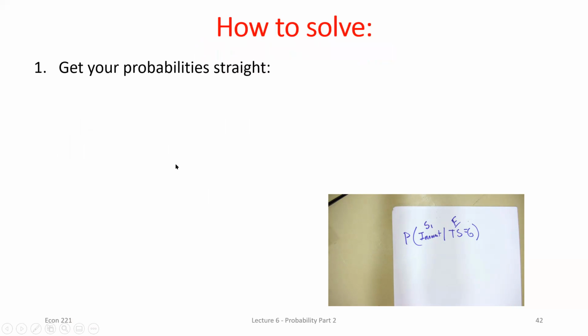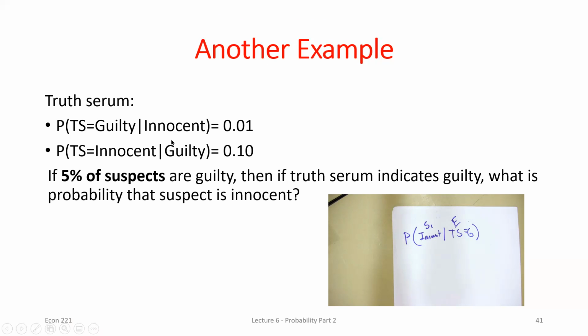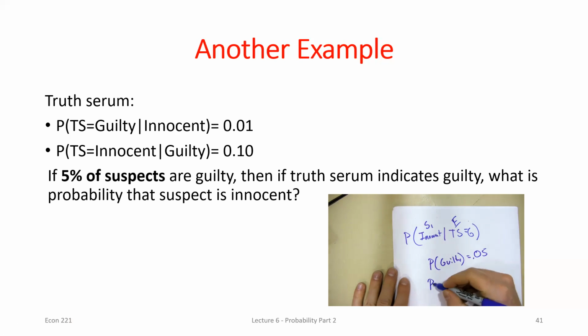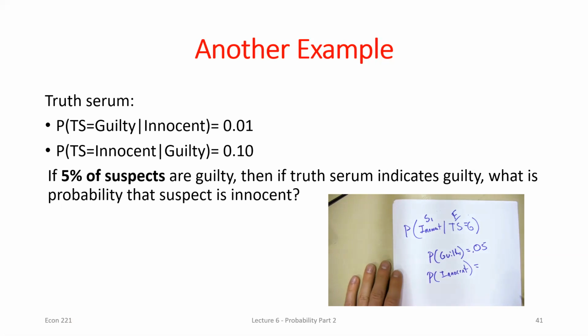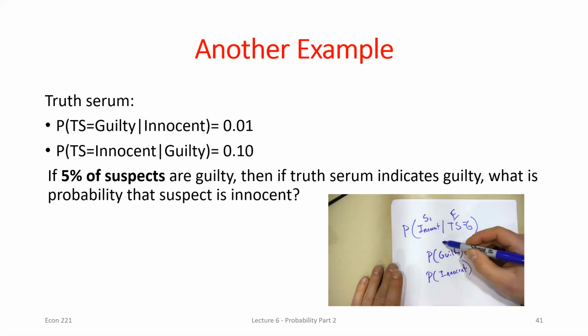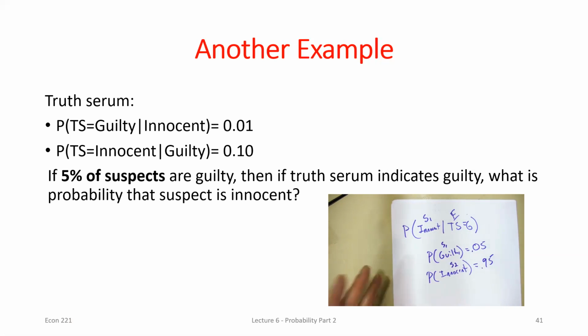So what we're going to do first is write down the probabilities we have now. These two were given to us pretty easily. I already wrote them out for us here. The probability that someone's guilty would just be that 5% or 0.05, which means we also know the probability that someone's innocent. The probability they're guilty is 0.05. What's the probability they're innocent? These are two states of nature. Those probabilities have to add up to 1, so 0.95.